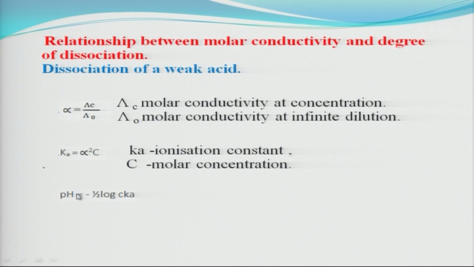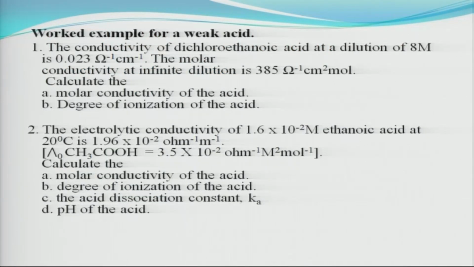We can easily find out how these equations come about. Then pH is equal to negative a half log of concentration times Ka. But the best relationship we are talking about is this one, where we have molar conductivity at a given concentration and the molar conductivity at infinite dilution. We are going to look at some worked examples using those relationships. We are going to be calculating in this lesson.